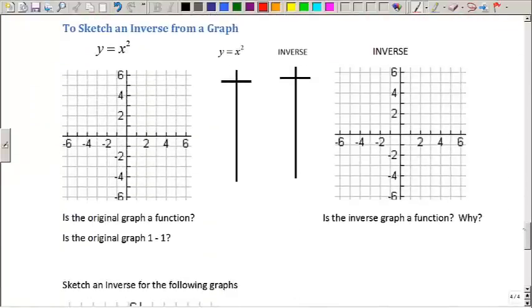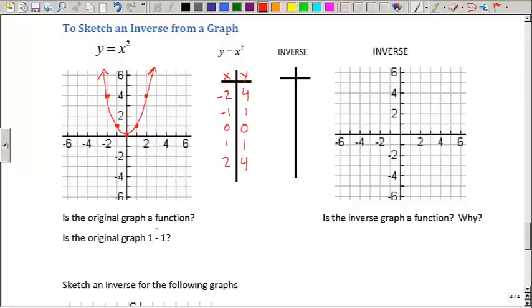The last thing we need to do is to learn how to sketch an inverse from a graph. So if I gave you y equals x squared, and I'm trying to get some points, I can plug in -2 through 2. -2 squared is 4, -1 squared is 1, 0 squared is 0, 1 squared is 1, and 2 squared is 4. So this is my graph of x squared.